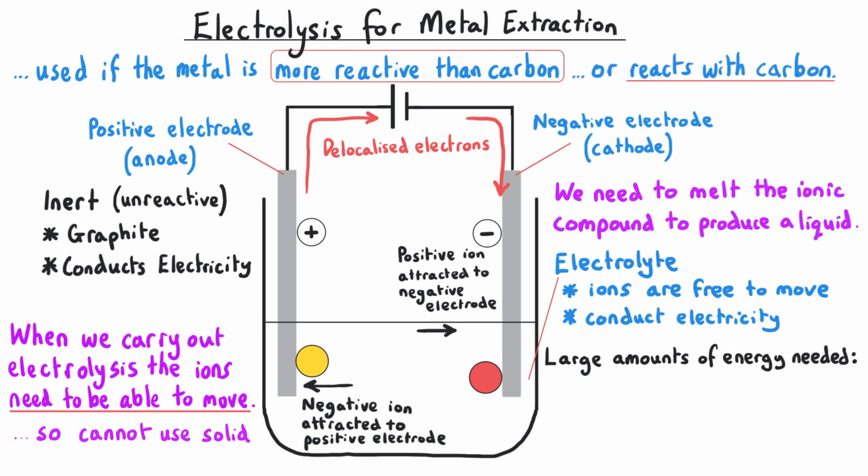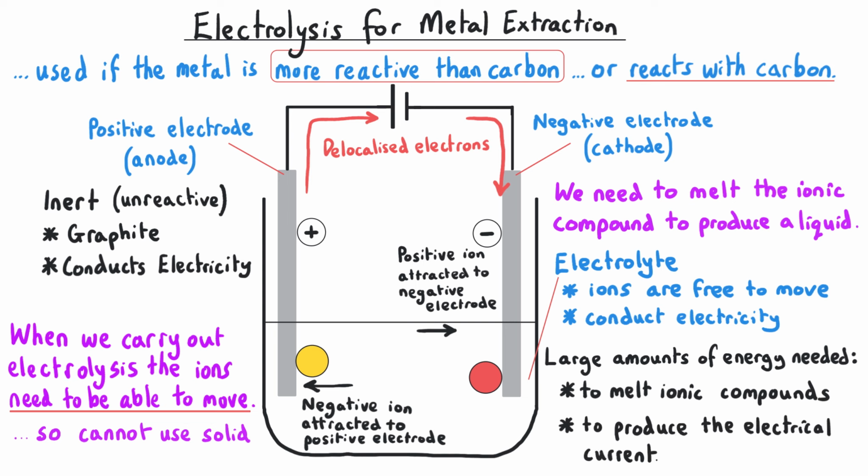This process requires a large amount of energy because in order to extract the metal, we need to first melt the ionic compound, and we need a lot of energy to produce the electrical current needed for electrolysis.